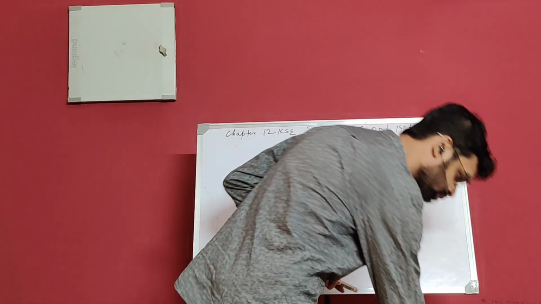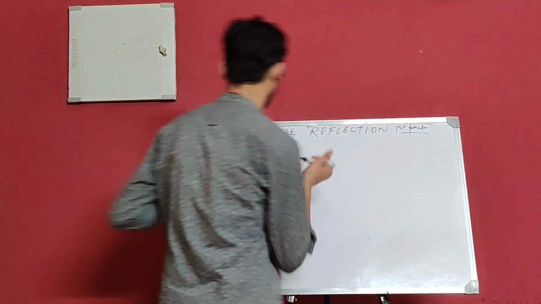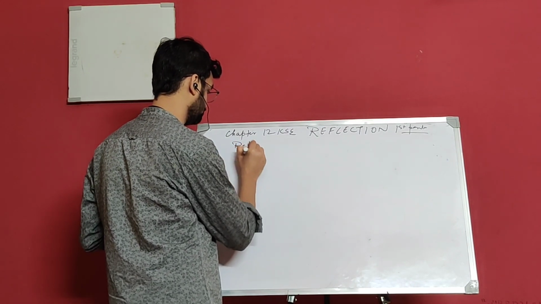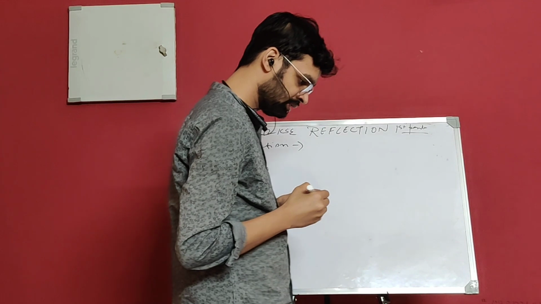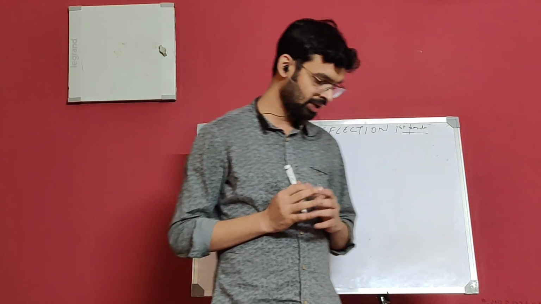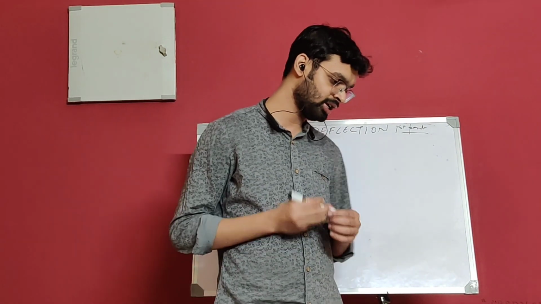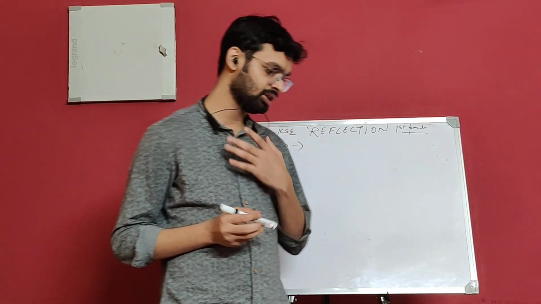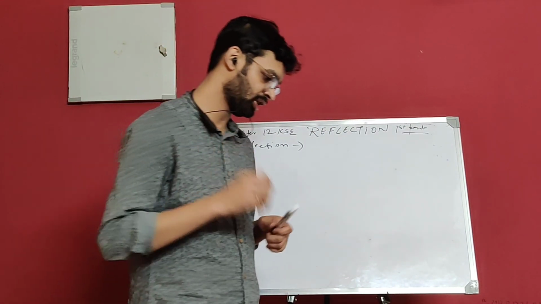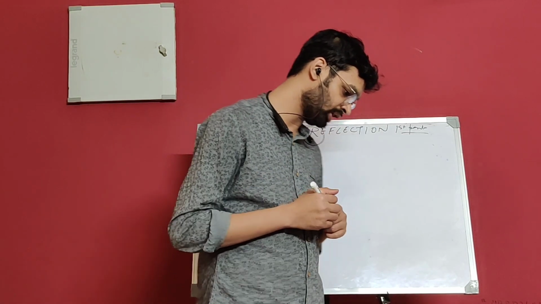Now let us go on. What is reflection? When an object is placed before a plane mirror, the image is formed at the same distance behind the mirror. This is known as reflection, which we have already known in physics.